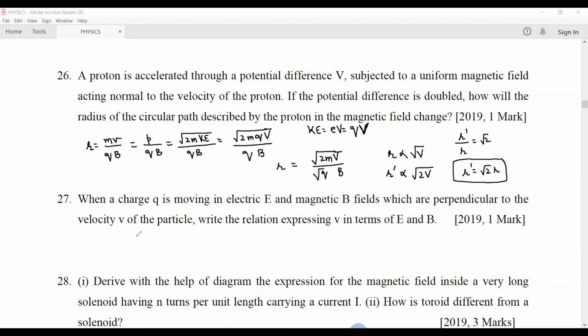Question number 27: when a charge q is moving in electric and magnetic fields which are perpendicular to the velocity v of the particle, write the expression of v in terms of E and B. So q is moving in perpendicular electric and magnetic fields. The electric field will exert a force on the charged particle, which is qE, and it will be equal to the magnetic Lorentz force, which is qvB sin theta. Here theta is 90 degrees, because the charged particle is entering perpendicular to the magnetic field. Hence the speed will be equal to the ratio of the electric to the magnetic field, that is v is equal to E upon B.